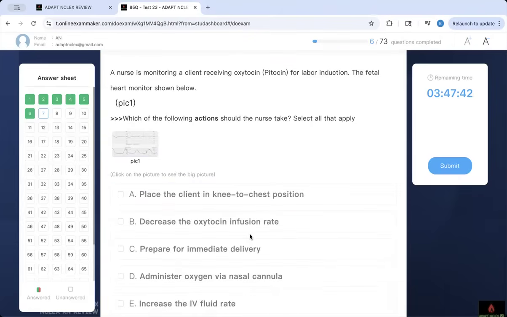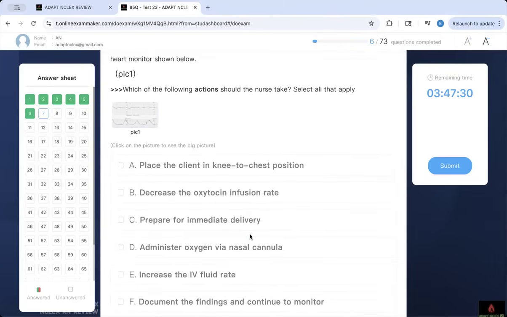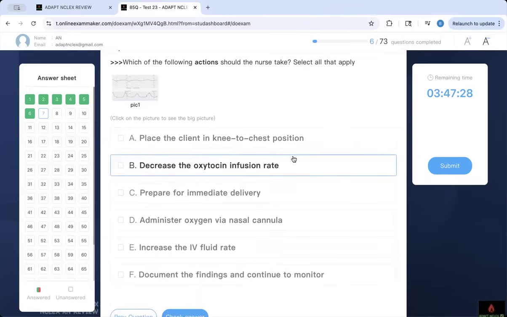And next is monitoring a client receiving Pitocin for labor induction. The fetal heart monitor is shown below. Which of the following actions should the nurse take? This is fetal heart monitoring. Select or apply. Place the client in the knee to chest position. Decrease Pitocin infusion rate. Prepare for immediate delivery. Administer oxygen via nasal cannula. Increase the IV fluid rate. Document the finding and continue to monitor.